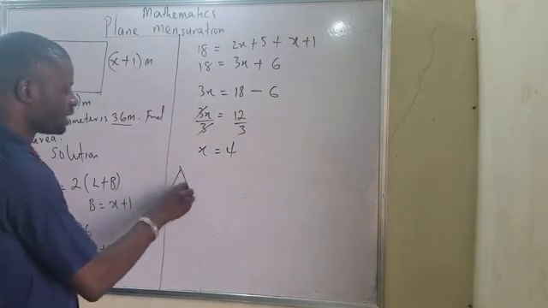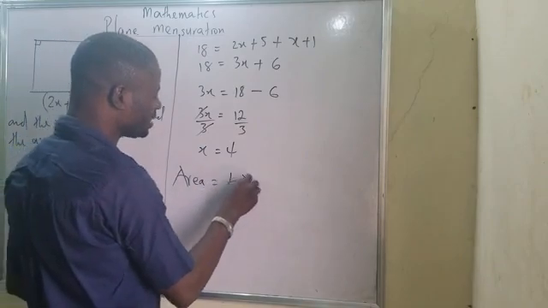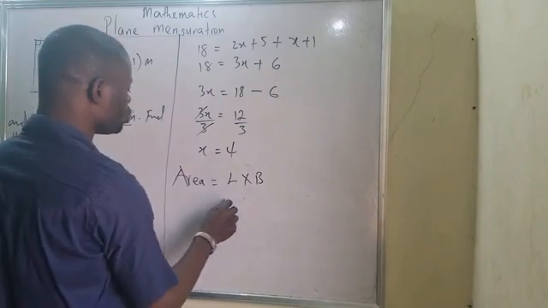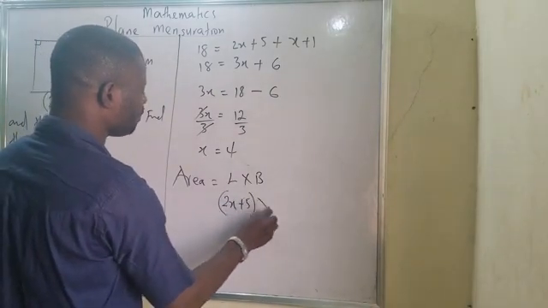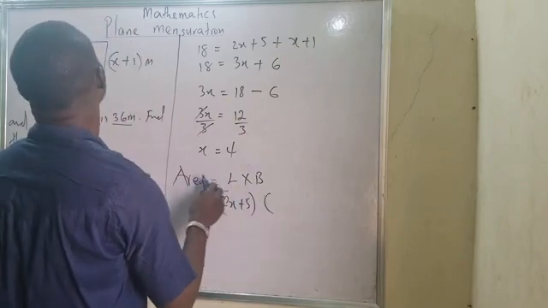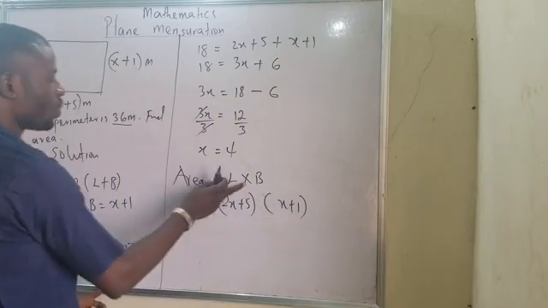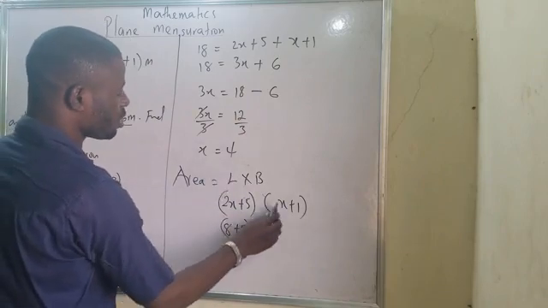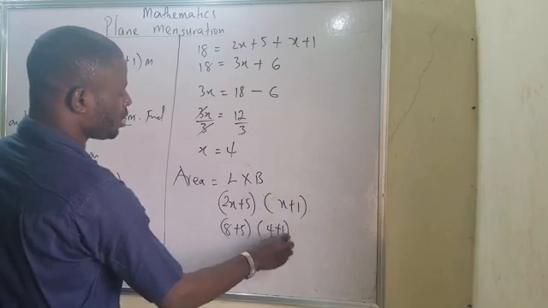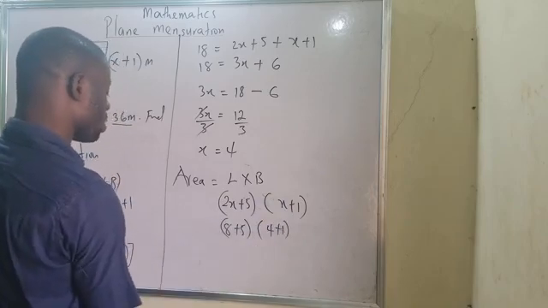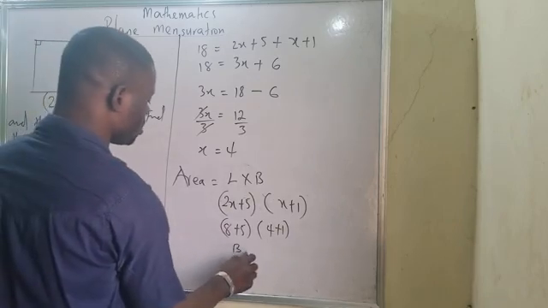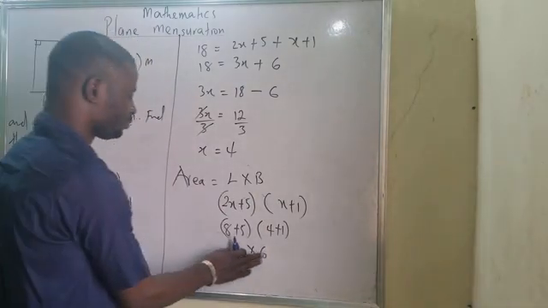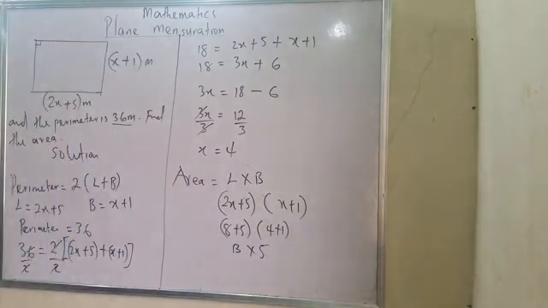Now, my area equals length times breadth. It means I can say 2x plus 5 multiplied by the bracket of x plus 1. What is my x? It is 4, so that is 8 plus 5, and the bracket of 4 plus 1. I have 13 multiplied by 5.